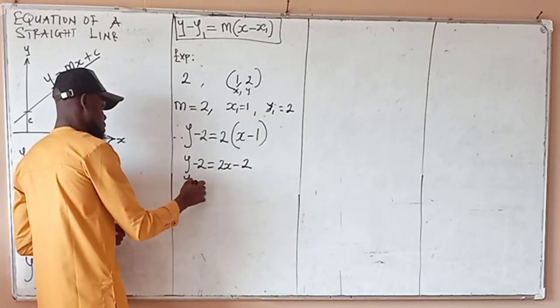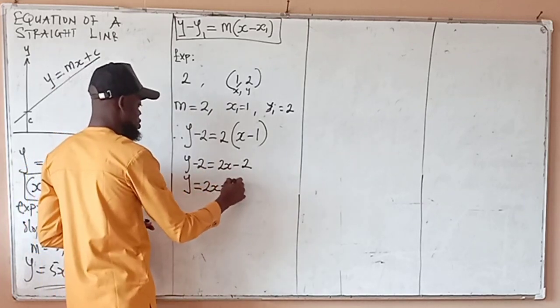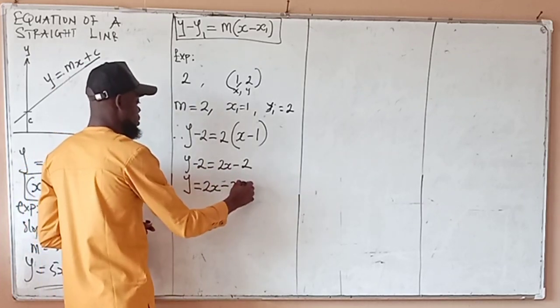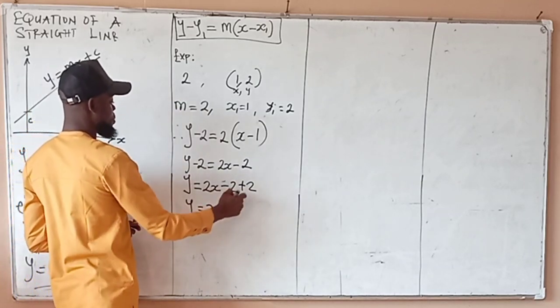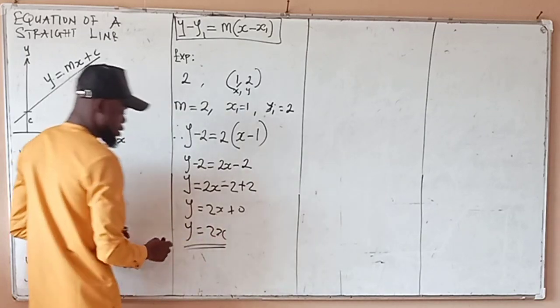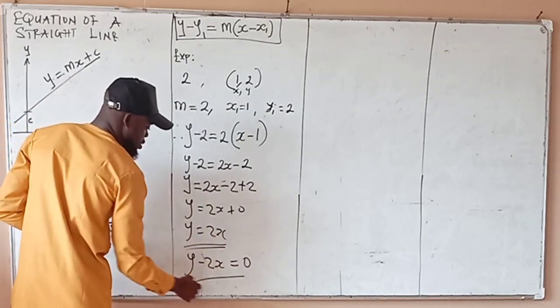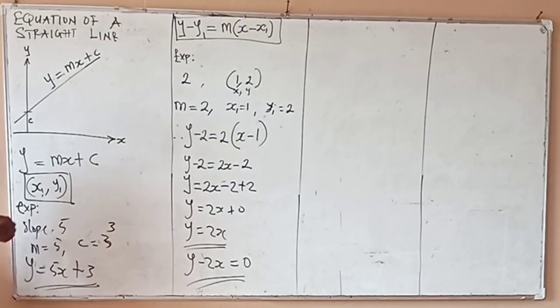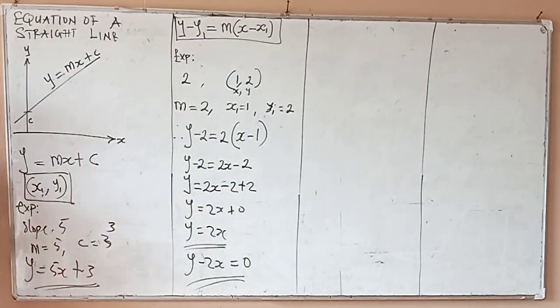Then we have y is equal to 2x. We move the minus 2 to this side, we're going to have plus 2. Therefore, we have y is equal to 2x, minus 2 plus 2 is 0. So y will be equal to 2x. That will be the equation. We can also say y minus 2x is equal to 0, which can also be the equation. That is, we move everything to one side and equate it to 0. It is as simple as ABC.